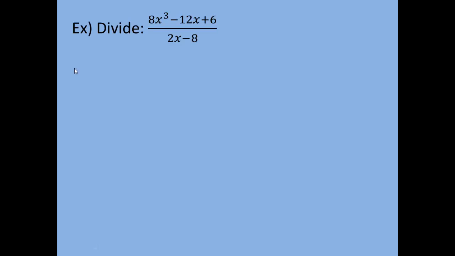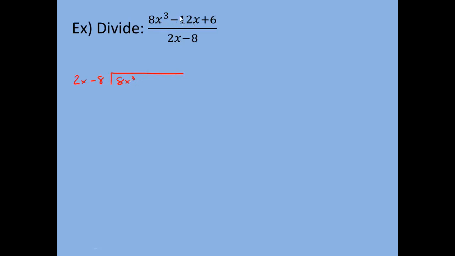So for this one here, we're going to divide 8x cubed minus 12x plus 6 divided by 2x minus 8. And you want to set it up the same way. Meaning the 2x minus 8 will go on the outside. And the 8x cubed, now this is that special note, right? I have 8x cubed, but then I got minus 12x.